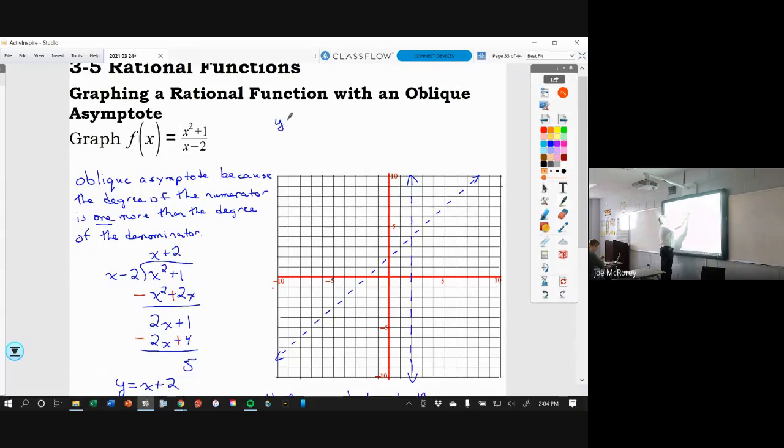Y-intercept. What is f of 0? The y-intercept will be 0 plus 1, which is 1, over negative 2, so it's negative 1. Okay, what just happened right there? I just caught myself saying something.